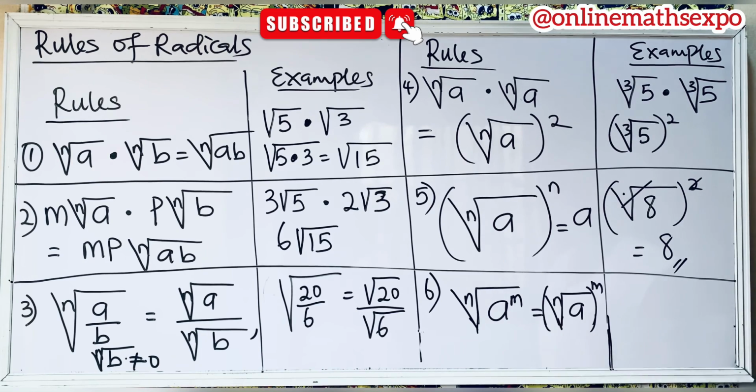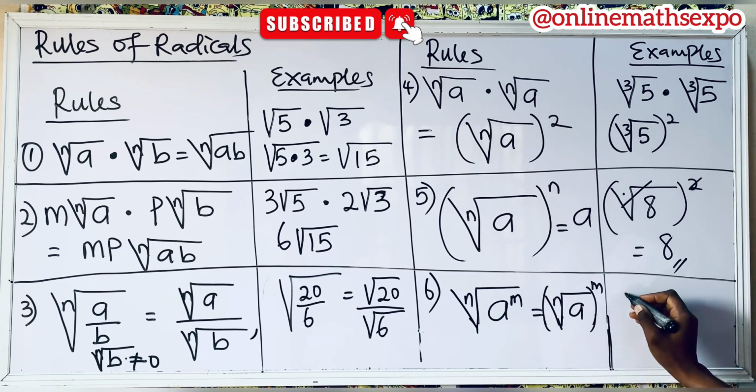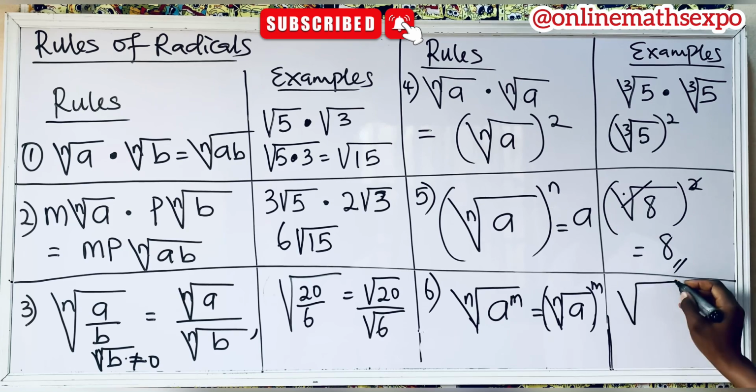So finally here, you can have, let's say, the square root of 9 raised to the power of 2. This is the same as the square root of 9 all to the power of 2.